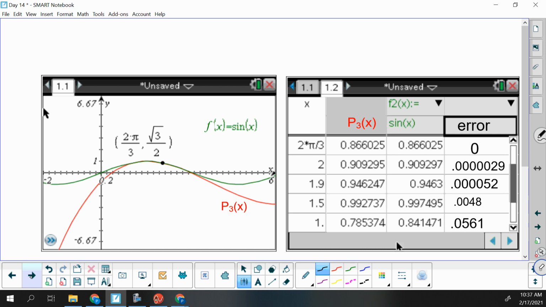As you move further away from 2 pi over 3, it is not as good of an approximator. Now 2 pi over 3 is about 2.09 or so. So you can see it'll kind of be in that range of pretty close.